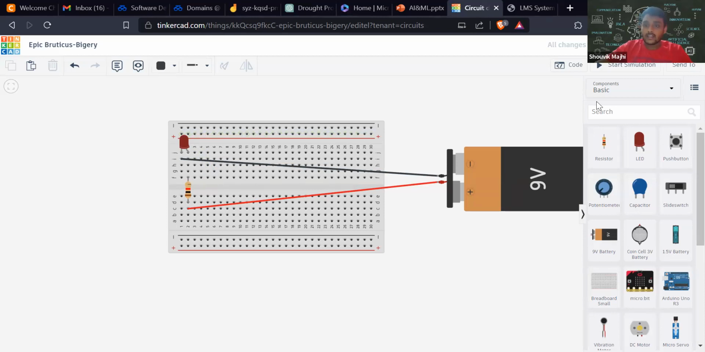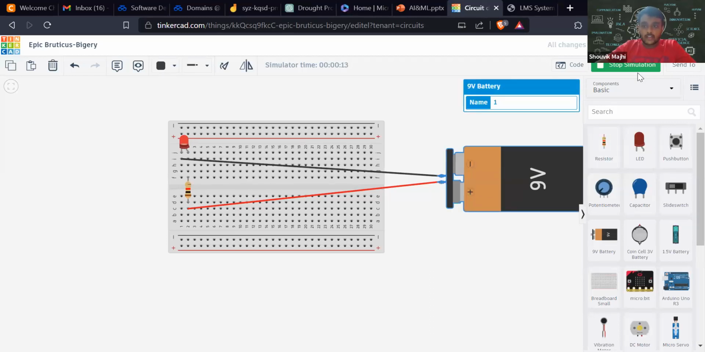Okay, so let us go for the result. If we go on start simulation, we can see it's automatic. The LED is glowing. Okay, so it says that my breadboard connection is okay and my other connections are okay. Right. So that was the beginning of it.